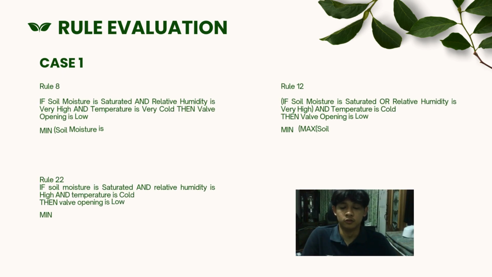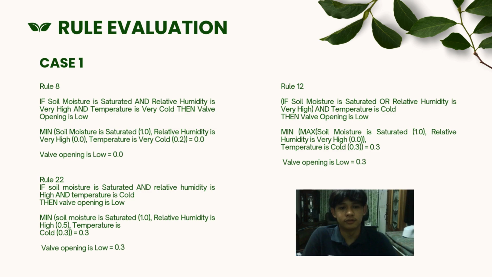So now for the rule evaluation part. We have applied the fuzzy rules to the sample inputs that we mentioned earlier. This one is case number one, which is for sample input number one. For this input, we evaluate three rules, which are rule number 8, rule number 12, and rule number 22. For rule number 8, we got a minimum value of 0.0, so the valve opening is low at 0.0.